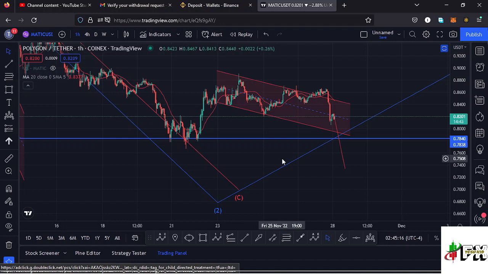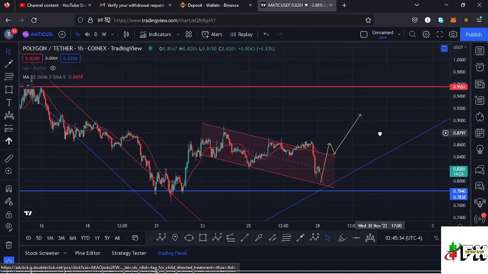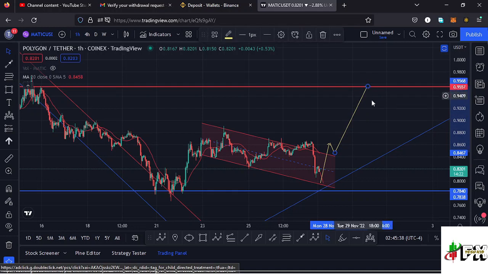That is the first possible scenario that can play out. The other one is there are chances that you might get to the lower side of the channel and then see a very nice bounce to the upper side, and maybe manage to break out of the channel and even see a retest of the upper side of the channel. And once the retest is in, then we can continue pushing even higher and get back to around the $0.95 mark, which is a key area of resistance.